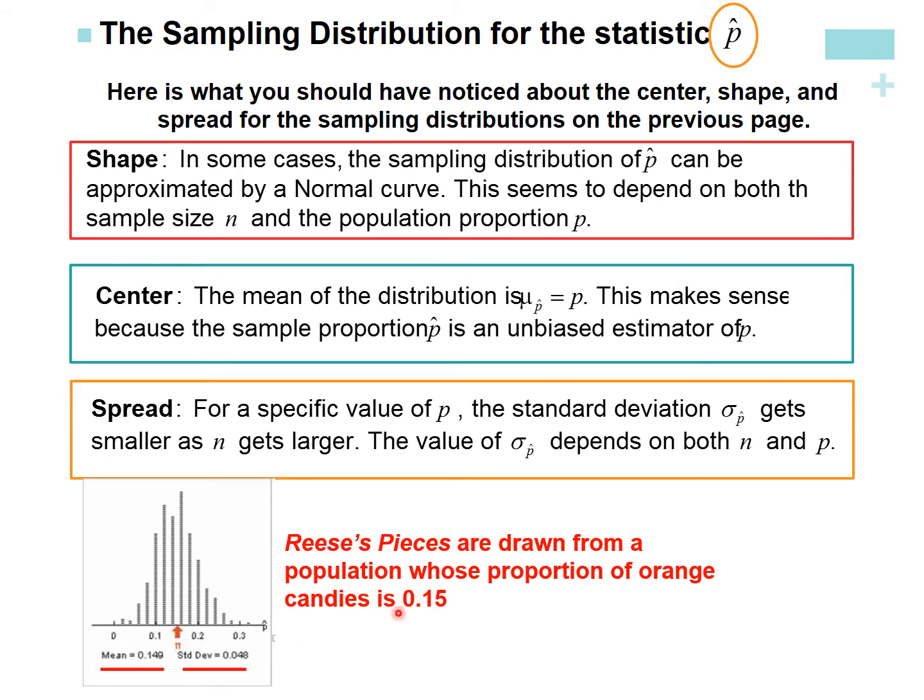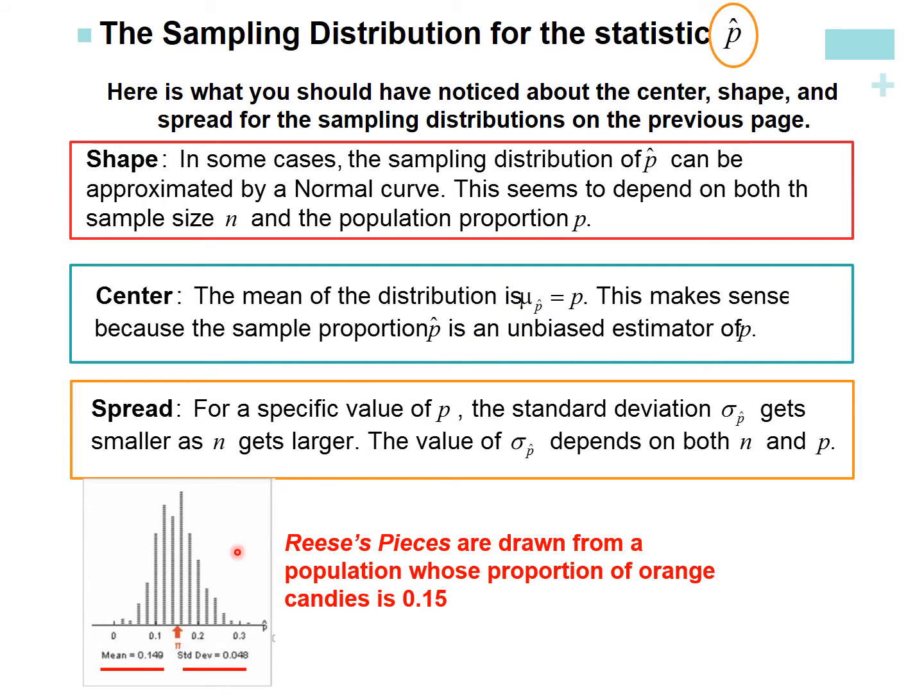The shape is approximately normal, okay? The center, the mean of this distribution, which is the mean of all of these proportions. So if this proportion is 0.15, this is 0.16. If I took the mean of all those proportions, the mean of that is 0.149. So that's the symbol for that.